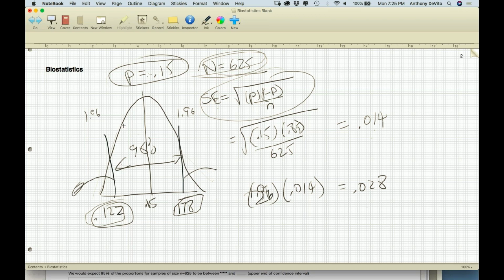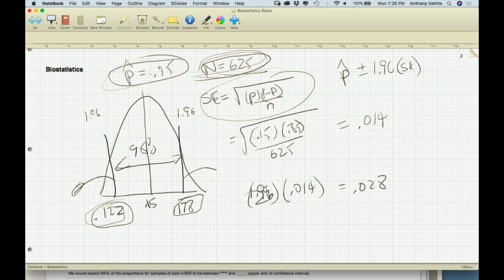I could have turned this around and said, hey, listen, I took a sample size of 625, and I got a value of p cap of 0.15. In that case, I might have asked you, what's a 95% confidence interval for your true proportion in this population? You would have looked at it the way we normally do for a confidence interval: p cap plus or minus 1.96 times the standard error. And that would have given you your 95% confidence interval for the mean.